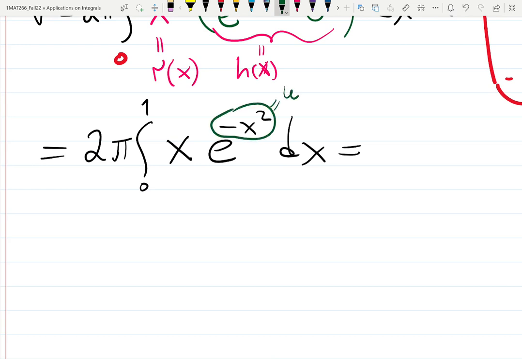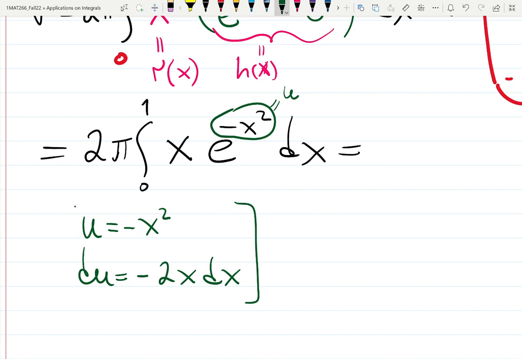U is minus x squared. Du is negative 2x dx. Change limits of integration or don't change? I'll change, because that's what you're supposed to do. But to be honest, you can treat it as an indefinite integral and then go back to the original variable. But let's change because it's not too hard.